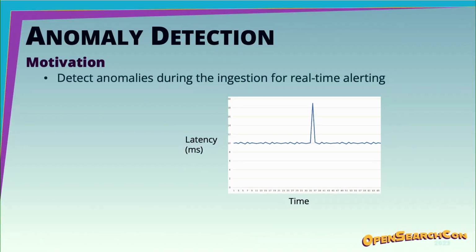Another important feature we added is anomaly detection. With the anomaly detection processor in Data Prepper, you can find anomalies in real time while ingestion is happening. For example, if you are getting data with a latency which is usually around 10, but suddenly you have a higher latency, that can be detected immediately.